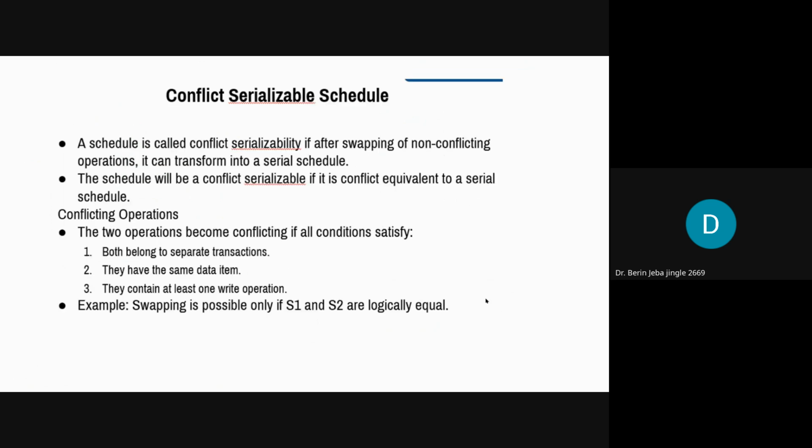There are two types of serializability: conflict serializable schedule and view serializable schedule. These two are very important. There should not be any conflict in the schedule. A schedule is called conflict serializable if, after swapping of non-conflicting operations, it can be transformed into a serial schedule. Conflict should not be there in scheduling.